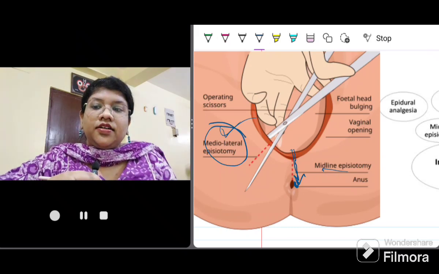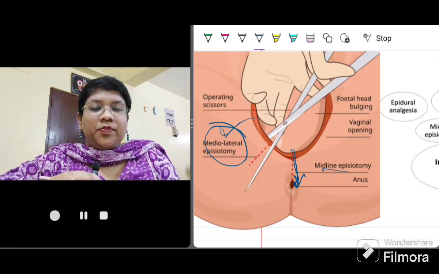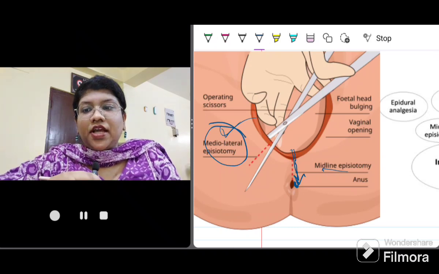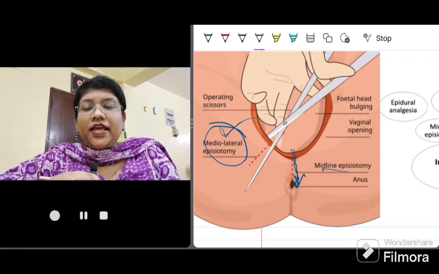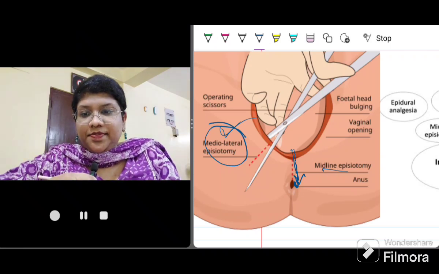This is done in continuous non-locking type of sutures. Remember, this can vary from surgeon to surgeon. But sometimes some textbooks also write that interrupted stitches can be given and the knot will be towards the lumen. 3-0 or 4-0 Vicryl is used.